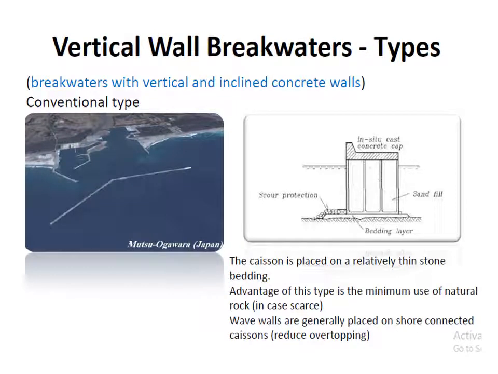So let us see some of the basic types of vertical wall breakwaters. Conventional type breakwaters with vertical and inclined concrete wall. So you could see the vertical breakwater is at a certain distance from the shoreline and the caisson is placed on a relatively thin stone bedding, which you could see in the second picture. Advantage of this type is the minimum use of natural rock. Wave walls are generally placed on shore connected caissons. It could reduce overtopping.